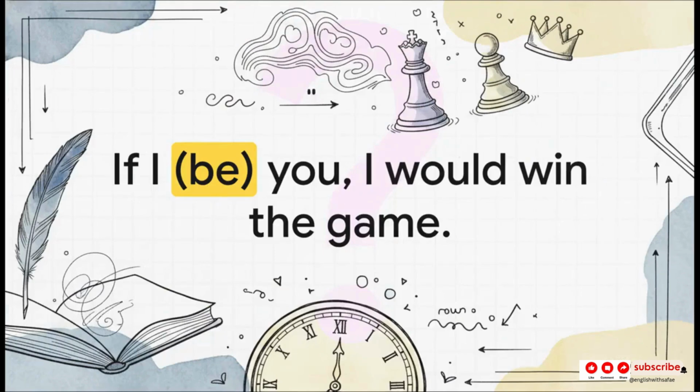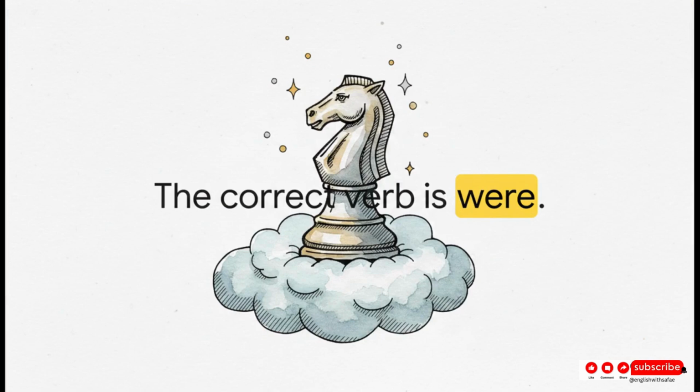Excellent. Okay, one last fill in the blank from the source. If I blank you, I would win the game. Again, the verb is to be. Pay really close attention to that if clause. This is that classic contrary to fact condition we talked about earlier. The answer is were. Remember the rule.